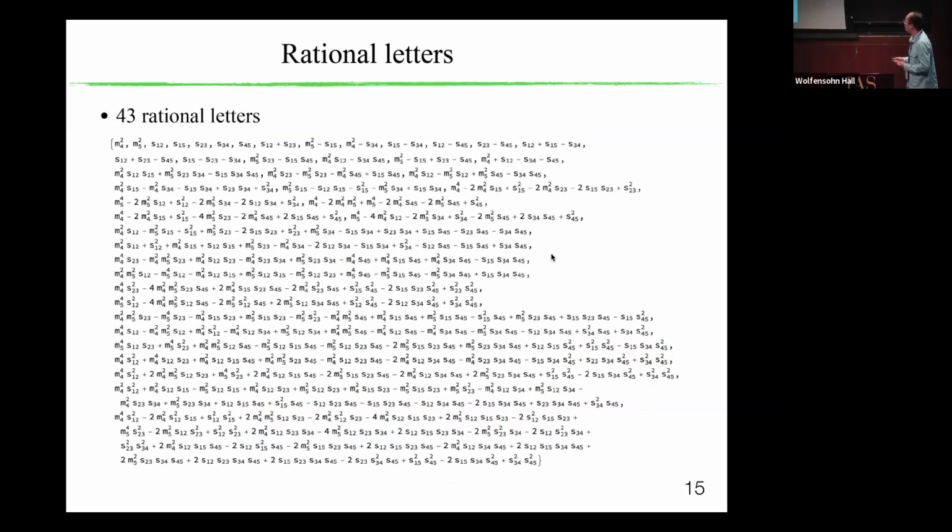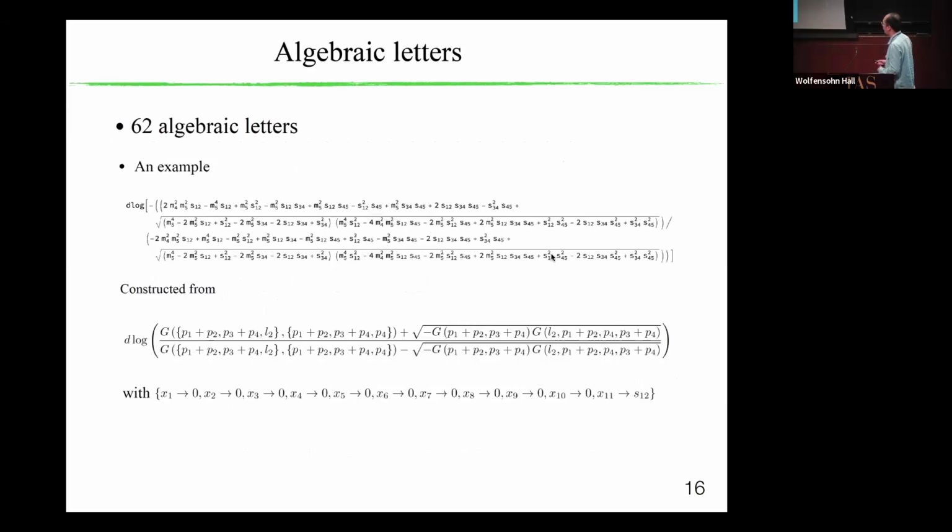And here are all the 43 rational letters. Let's look at the last rational letter. It has 4 lines. You can see it's really complicated, so it is not easy to construct the letters directly from the partial derivative. Then for this integral we also get 62 irrational letters. This is one of the examples. It is constructed from these d-log forms and imposing the singularities like that.